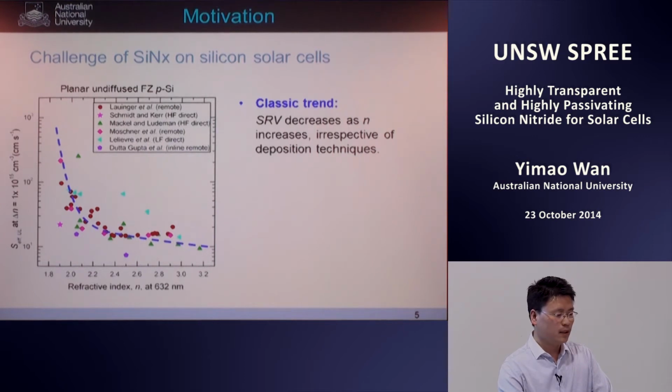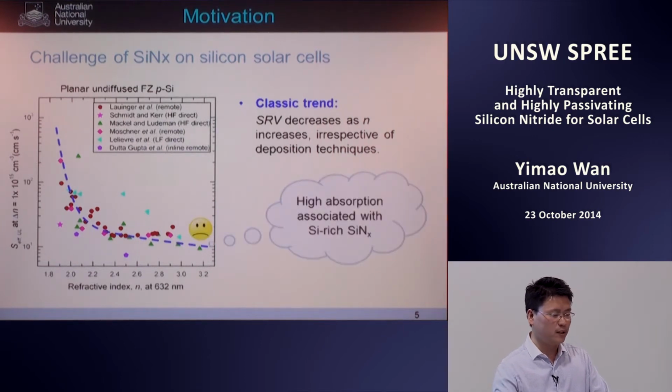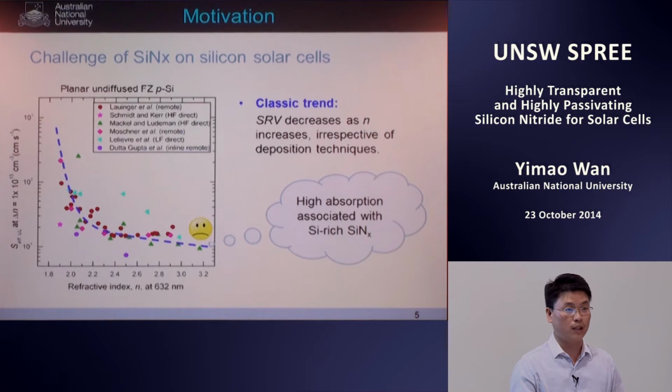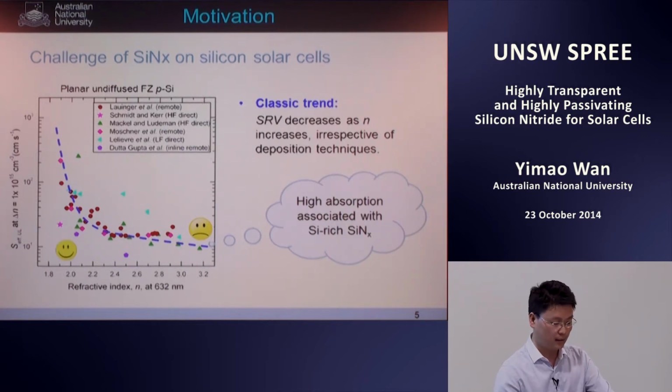So that means the best surface passivation, or the lowest surface recombination velocity, is obtained by silicon-rich nitride, which has high absorption. That means there is a trade-off between surface passivation and optical transmission. The purpose of my PhD work is to obtain an optimum silicon nitride which can provide very good surface passivation as well as low light absorption.